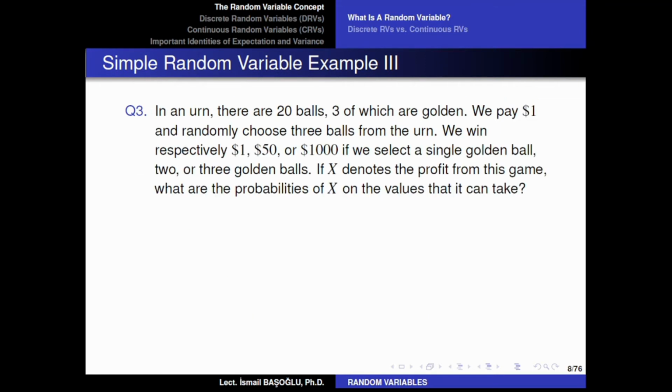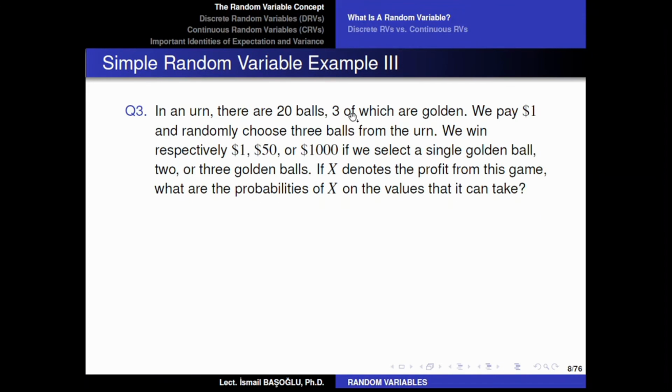This time, again, we are going to think about an underlying sample space, but it is going to be a little more complicated than the previous examples. In an urn, there are 20 balls, 3 of which are golden. Okay, there are 3 golden balls and 17 ordinary balls. We pay $1 and randomly choose 3 balls from the urn. We will win respectively $1, $50, or $1,000 if we select a single golden ball when we select 3 balls.